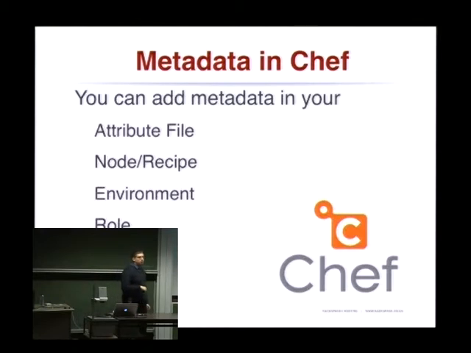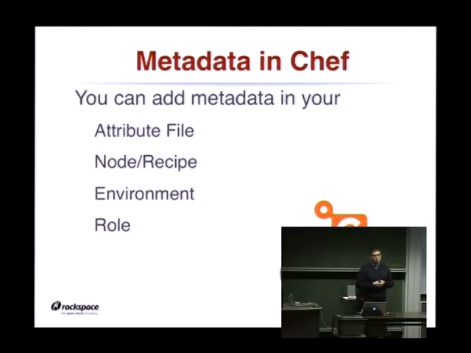So where can you add metadata in Chef? You can add it in the attribute files of your cookbooks. You can add it in the node itself, which is something that you shouldn't do, but I do it 1,000 times and regret it afterwards. You can add it in your recipes as well, in your environment, if that metadata is pertinent to the environment, or in the role itself, if it belongs to the role.